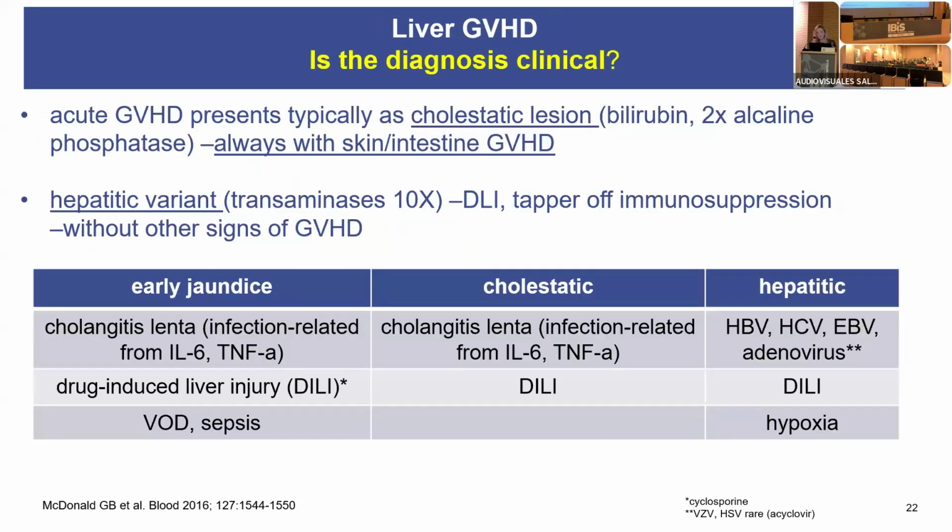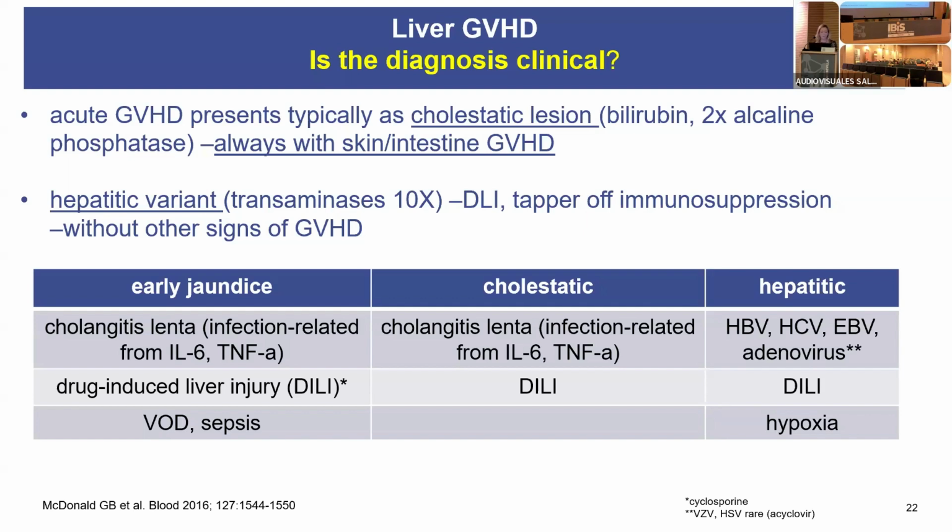We know that acute GvHD typically presents as a cholestatic lesion and almost always occurs with skin and intestinal GvHD. So this should have been taken into account in this case. We do see the hepatitic variant, where we have only elevation of transaminase without other signs of GvHD, but this is something that we will usually see with tapering off of immunosuppression or donor lymphocyte infusions.